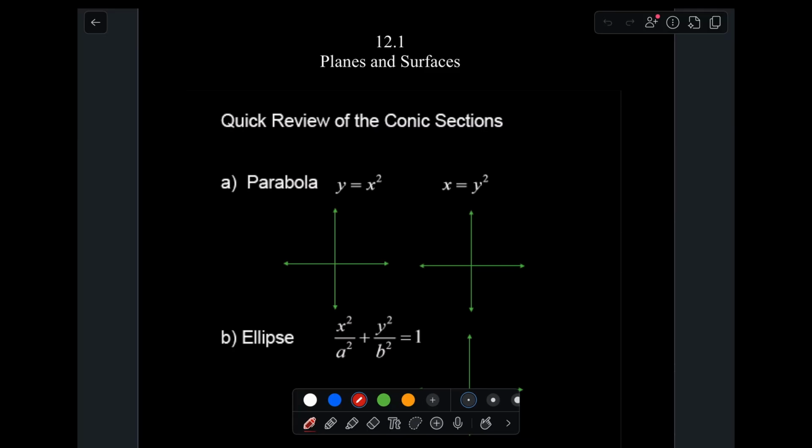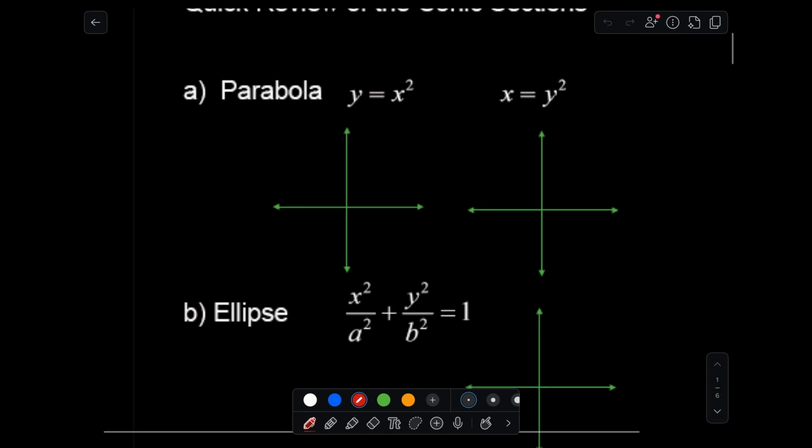and how to graph the traces and the cylinders of these graphs in 3D. Before we start off, though, we have to go back to 2D, where a lot of our knowledge from pre-calculus or trigonometry, or whatever class conic sections came up in, will be very useful. And we'll just do a quick review of this.